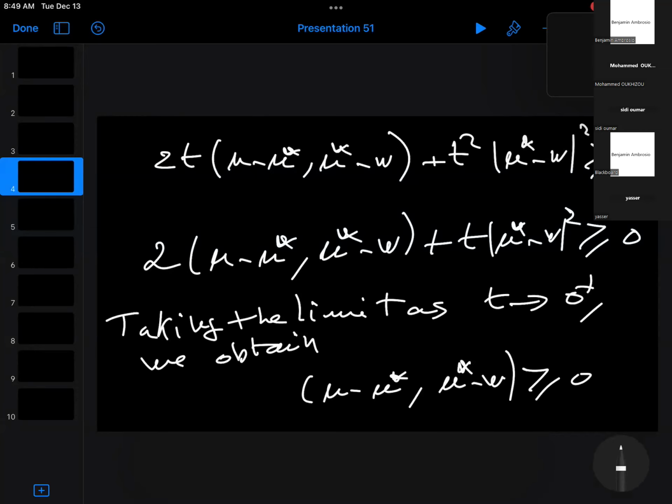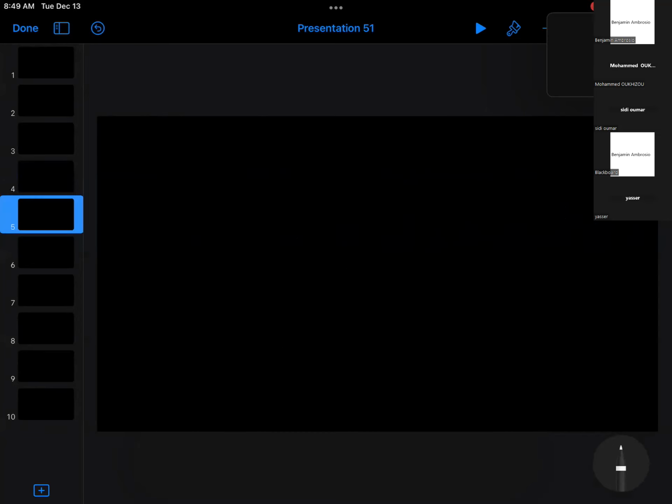So next, what do we want? We want to do the other way. Next, we assume that this one is true, and we want to prove the other one. So let's have a look at the norm of U minus W squared for W in K.